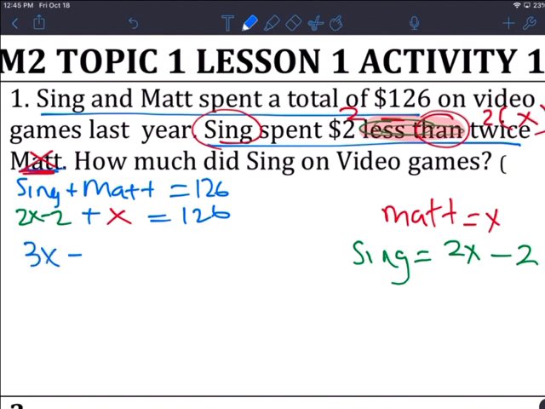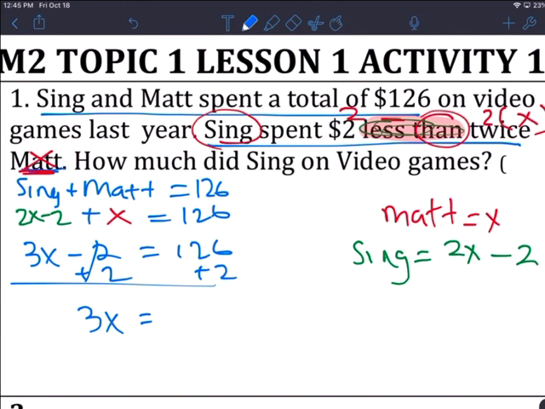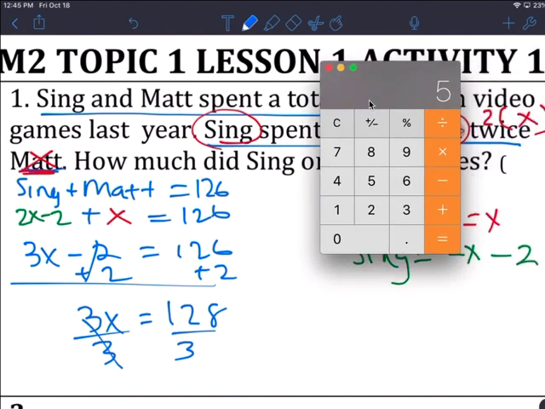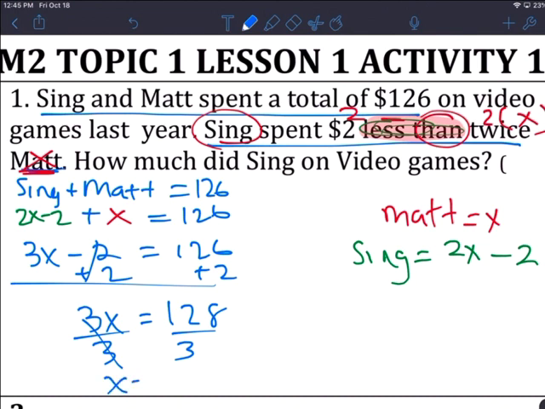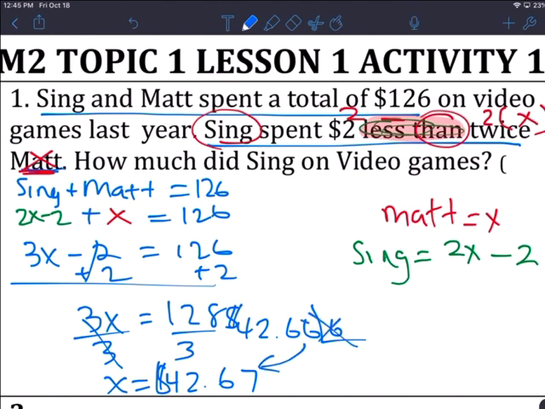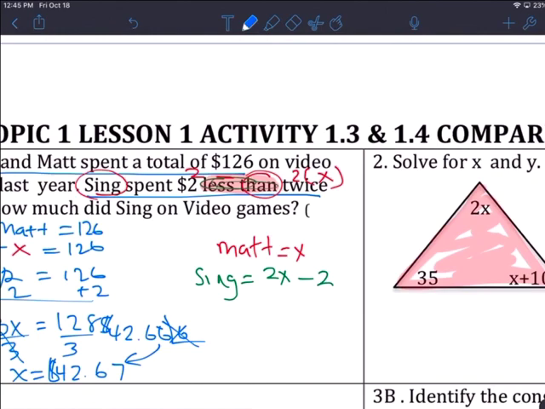And 3x minus 2 equals 126. Add 2, 3x equals 128. Divide by 3, divide by 3. You should get a decimal answer. So 128 divided by 3, $42.66. It's 42.66, and you only want 66 cents because this is a 6. It rounds to 67. Okay, that's how much Matt is.